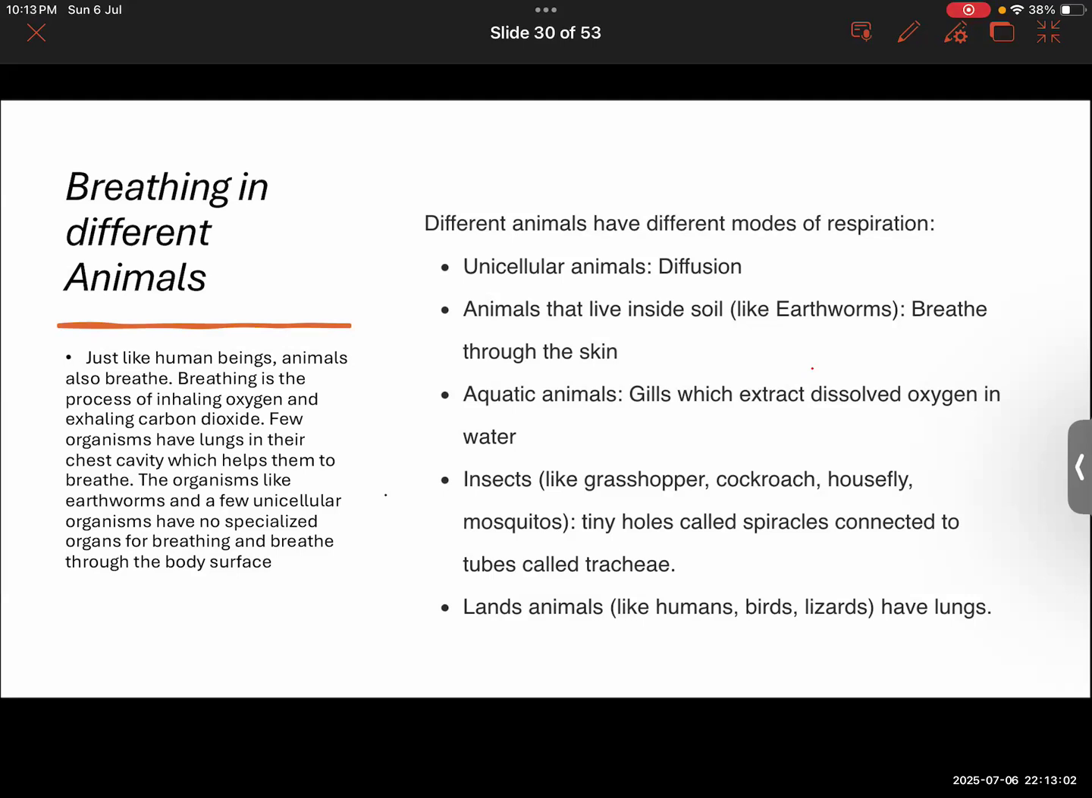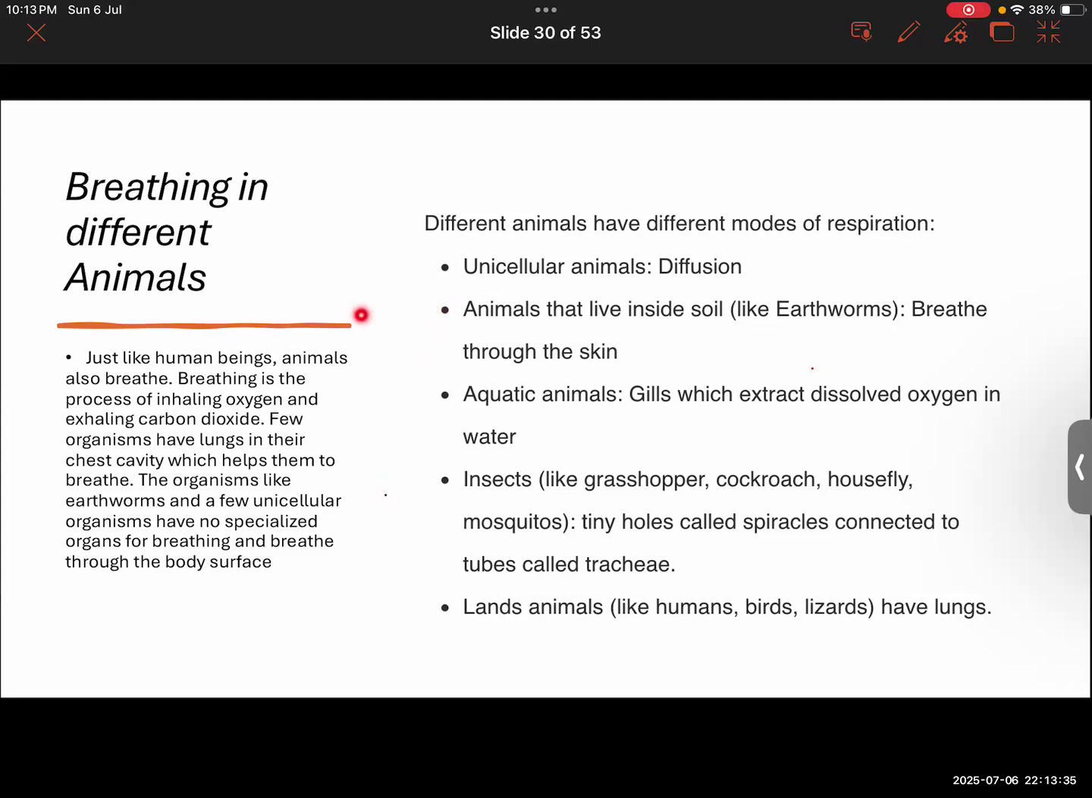Talking about breathing in different animals, about humans we have learned. Now we'll be learning about different animals. What about monkeys? They can be trained, they are easy to train. You can train them to do different tasks. But in circuses, animals are basically abused, right? They're not doing those things at their own will. Out of fear, they are doing such things.